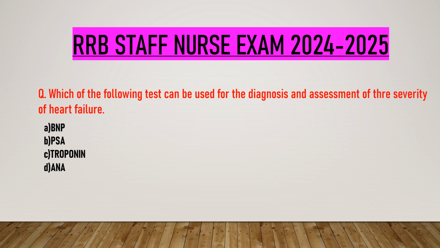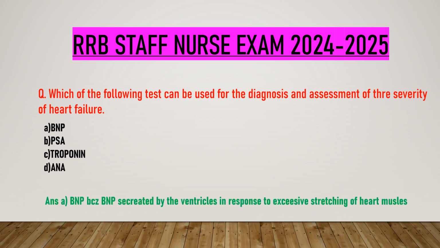Which of the following tests can be used for the diagnosis and assessment of the severity of heart failure? BNP, PSA, troponin, ANA. Answer is option A, BNP, because BNP is secreted by the ventricle in response to excessive stretching of heart muscles.